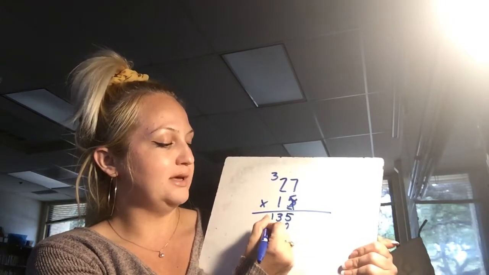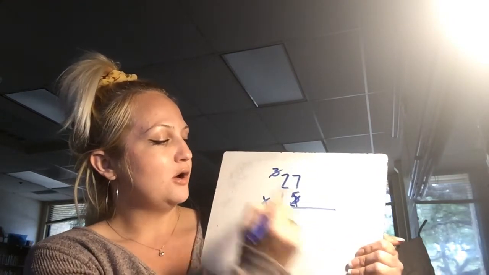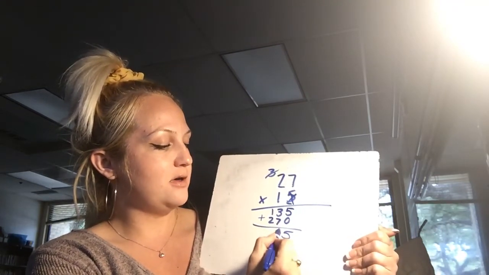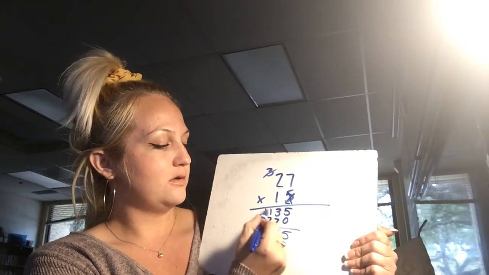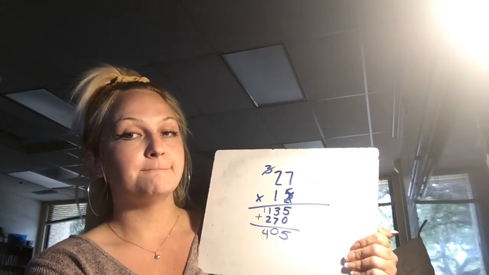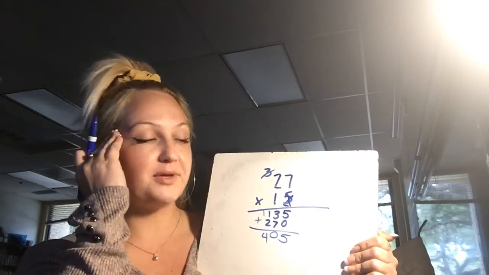1 times 2 is 2. Wait, why didn't I use that 3? Because it was in the first part. Add them up. 5. 405 is my answer. Okay? A lot of what's happening here has to go on up here.